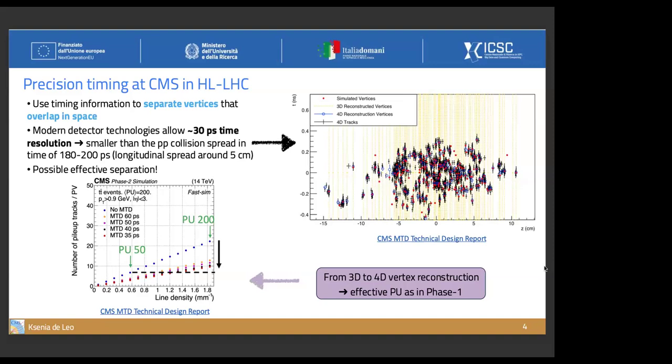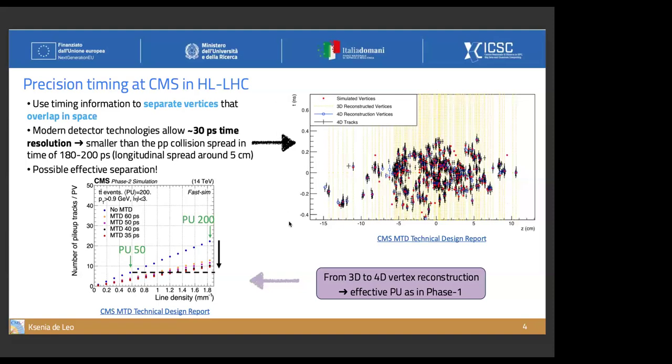So to introduce the idea of the use of timing for tracking and vertexing: the idea here is to use the timing information to separate the vertices that overlap in space. This will be possible because our modern detector technologies allow us to have around 30 picosecond time resolution. This is actually smaller than the spread of the proton-proton collisions, which in space is around 5 centimeters and translates in time to a spread of around 170, 180 to 200 picoseconds. So that's why the separation is possible.